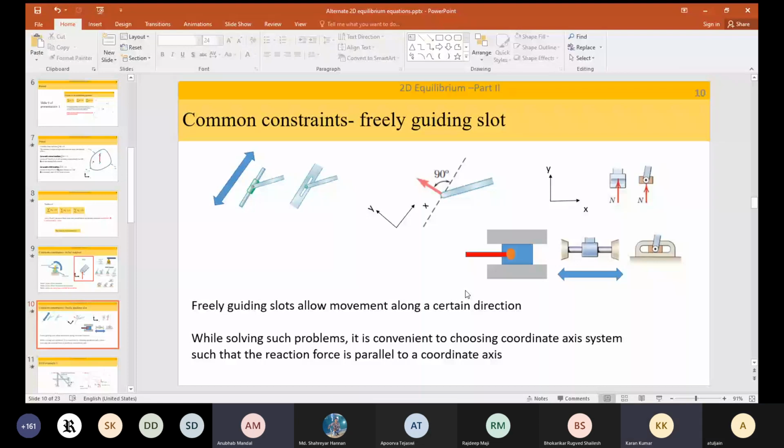Because if they are parallel, then there will be no rotational equilibrium. Yes, I have chosen a point which is in between them. Then it will be.